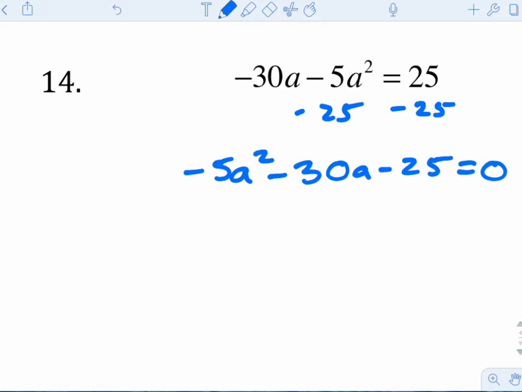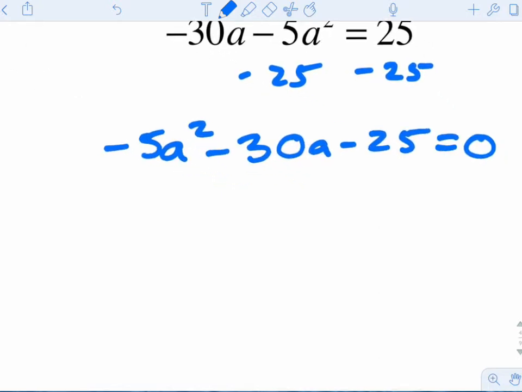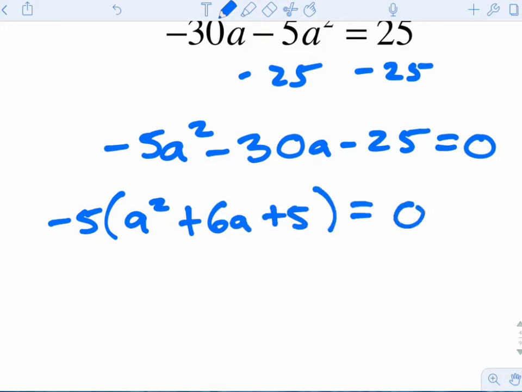I should have mentioned that earlier with the other examples, but they didn't have any common factors, so it's kind of a moot point. But here, I definitely see a common factor of 5 amongst all three terms. I'm actually going to factor out a negative 5, because it's always nice to have our leading term be a positive number. So I'm going to rewrite this as negative 5 times the quantity of a squared plus 6a plus 5, again equaling 0.